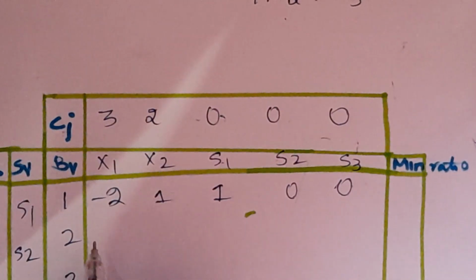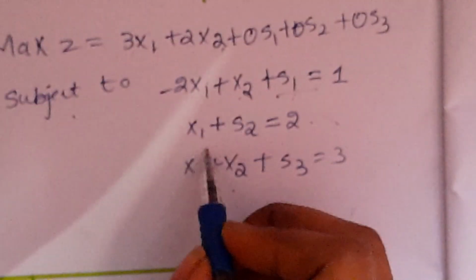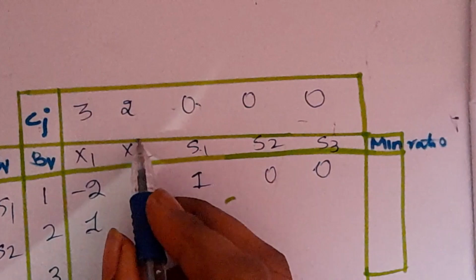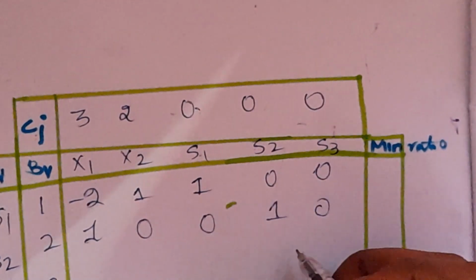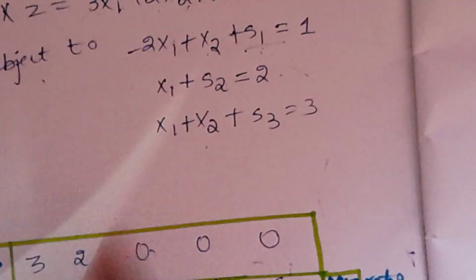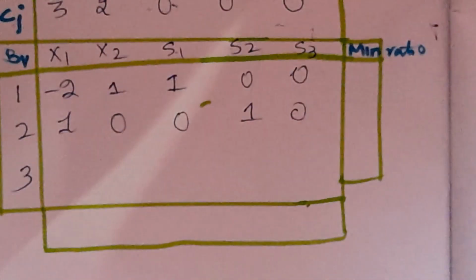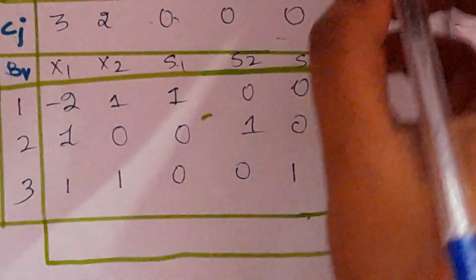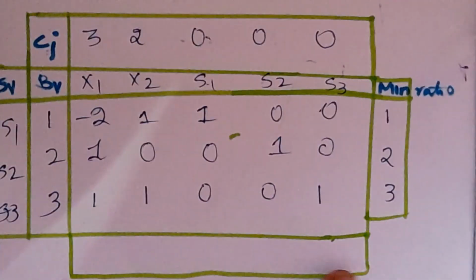Next we have to write the second constraint values. Here we have only x1 and s2, so x1 equals 1, x2 is not there, s1 is also not there, s2 is 1, s3 is also not there, so it becomes 0. Next we write the third constraint values: x1 plus x2 plus s3 equals 3, so 1, 1, 0, 0, 1. Here we write the constants 1, 2, 3. Understand guys how to fill the table?